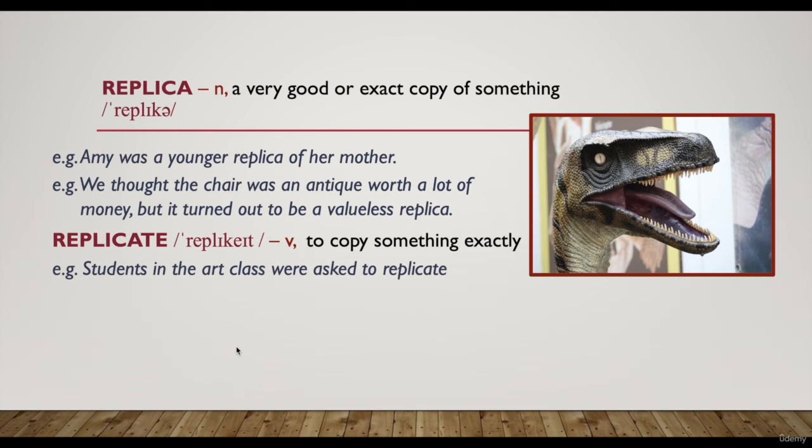To replicate is the verb form, and it means to copy something exactly. For instance, students in the art class were asked to replicate Van Gogh's Starry Night and make an exact copy of the piece. In other words, students were given Van Gogh's Starry Night painting and they were asked to make an exact copy of it. So they were asked to replicate it.